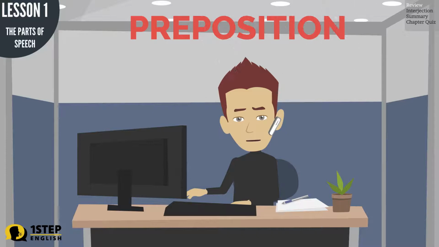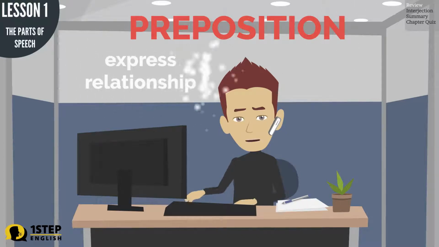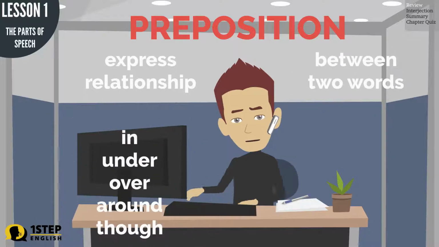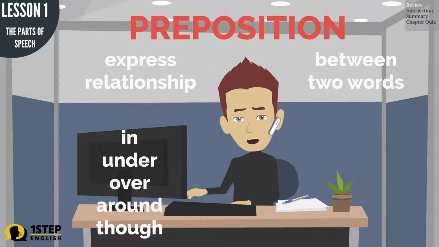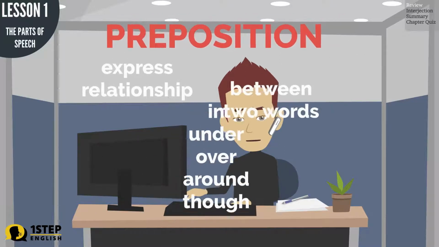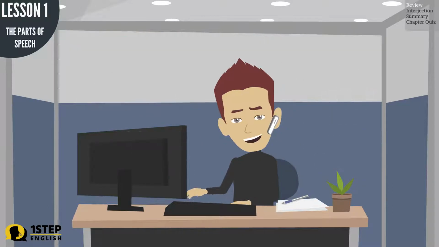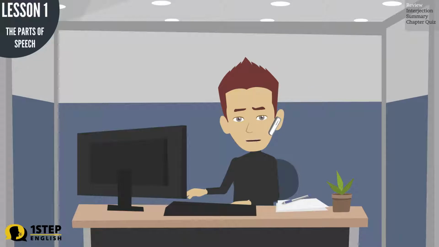Preposition. A preposition is used to express a relationship, often in time or space, between two words. For example, in, under, over, around, and through. Now, let's test your memory. Fill in the blanks with the correct preposition.